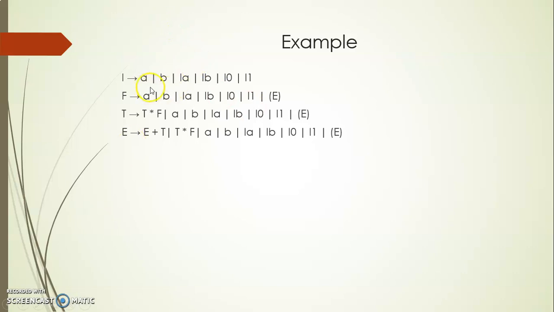Now, when you observe this grammar, take the first production, that is I tends to a slash b slash Ia, Ib, I0, I1. Here the first two options are in Chomsky normal form. Why? Because they consist of only a terminal symbol. We know that if a context-free grammar production consists of a terminal symbol, then it is said to be in Chomsky normal form. But what about the remaining options? They are not in Chomsky normal form. Why? Because each is a combination of a non-terminal and a terminal symbol. So these things have to be converted.